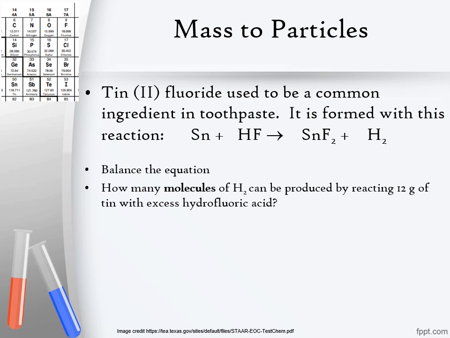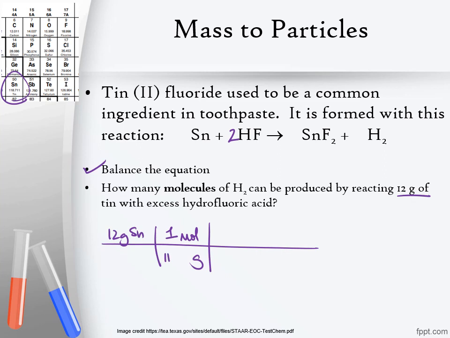Good? Go. All right, answers. Are you ready? We threw a 2 in there. We balanced that equation. Done. Start with our given, those 12 grams of tin. We're going to turn our grams into moles. We know that tin is 118.711 grams per mole.